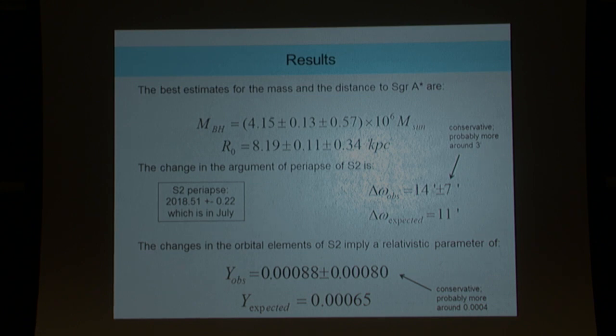And we do have a measure of delta omega, and I think it has a 3 to 4 sigma exactness on it. So the uncertainty is probably rather 3 minutes than 7 minutes, as we got from just dialing the uncertainties through the system. And the expected value is 11, and we measure 14. And we can also determine the relativistic parameter. We would expect 0.00065. We measure 0.00088. And the uncertainty here is probably rather 0.0004, depending on how you actually do it.